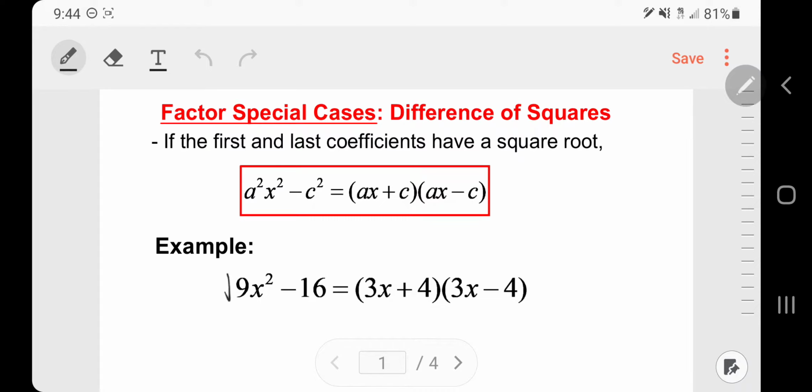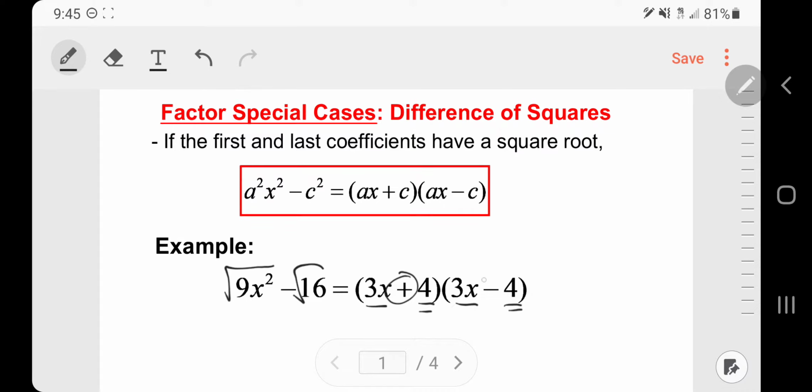So we see in this example we have 9x squared and 16. Both have square roots. And in our answer, we're going to list those square roots. The square root of 9x squared would be 3x. So we see there's a 3x in each of our binomials. And then we have a 16, the square root of 16 is 4. So we have a 4 in each of our binomials.